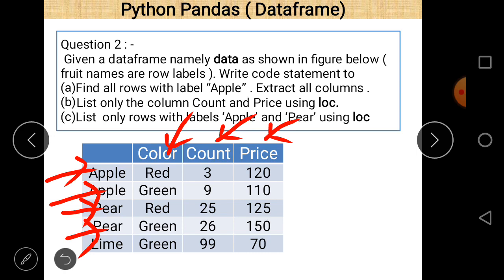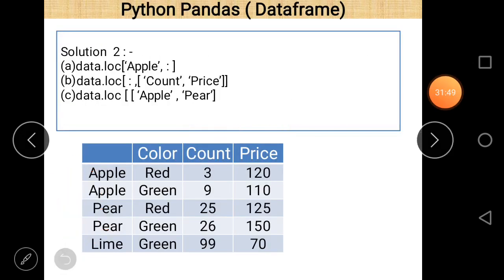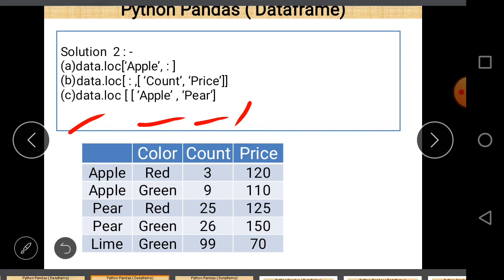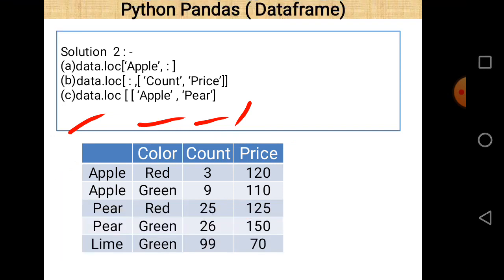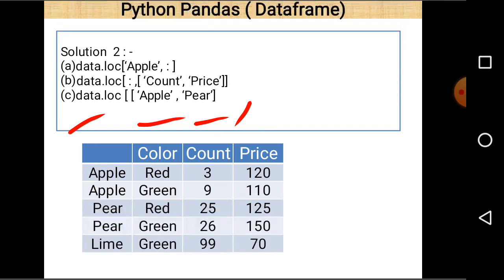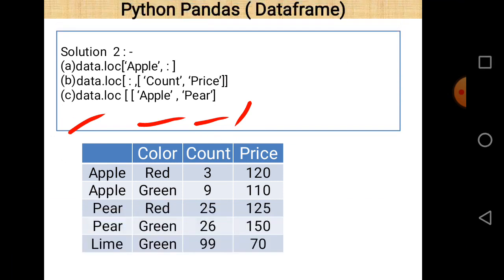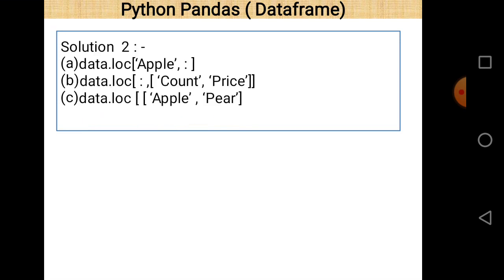And for this we have to write data.loc and then write apple and pear. No need to mention a column, because all columns will be selected. You can also write it with a comma sign and after that a colon sign. This will also give you the result here, but by default, if we don't mention any column name, then all columns will be selected. So that is the final answer.